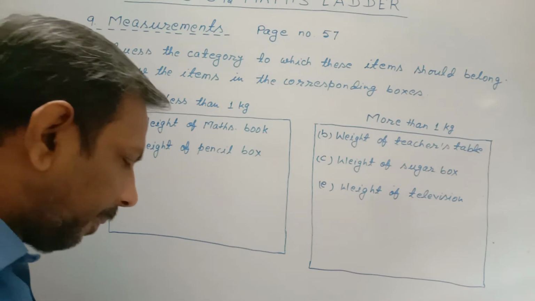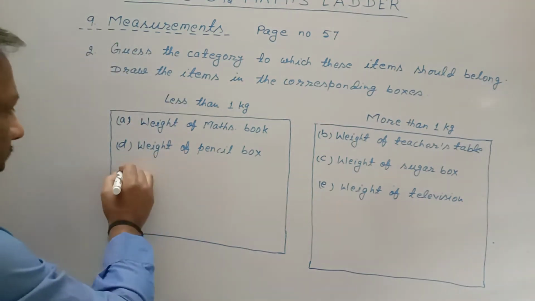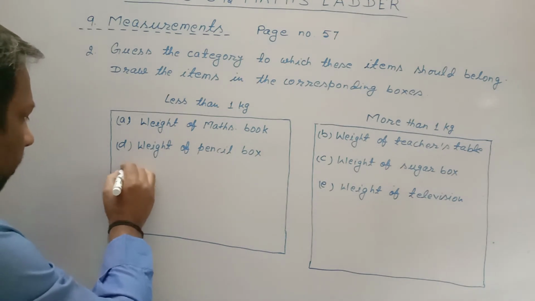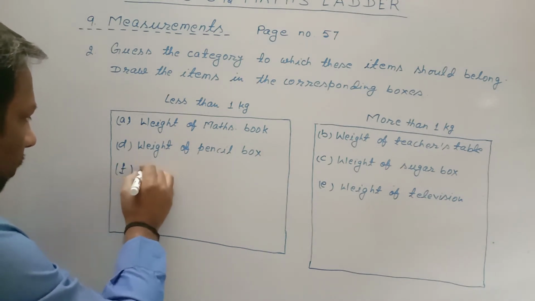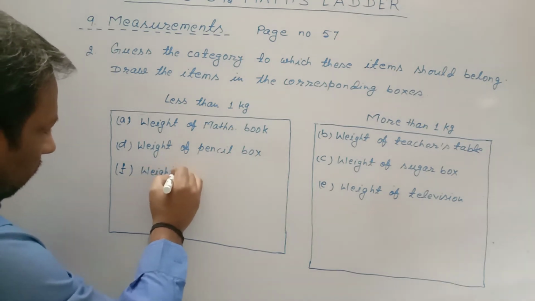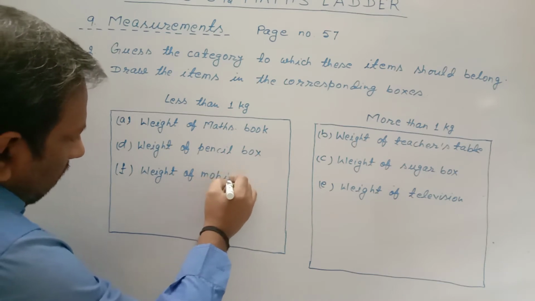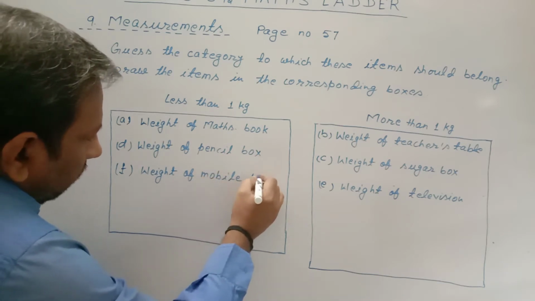Question number F, weight of a mobile phone, that will be less than 1 kg. So we'll write here question number F, weight of mobile phone.